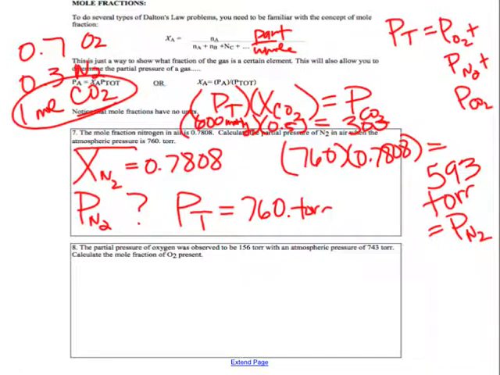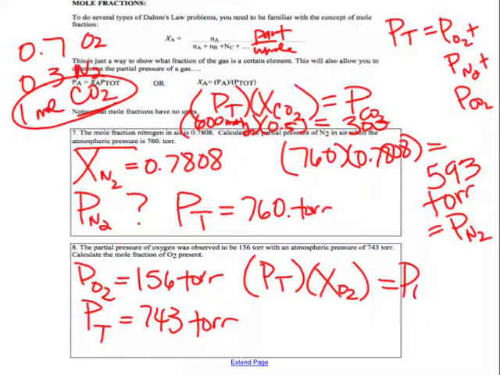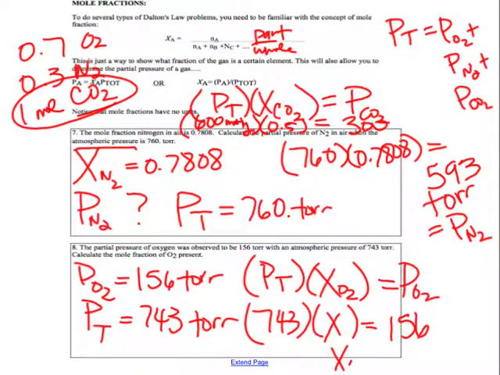It's that simple. The partial pressure of oxygen was observed to be 156 torr. With an atmospheric pressure, what is that? P total of 743 torr. Now they want us to find the mole fraction. How do I set that up? P total times what? Mole fraction of O2 is equal to the partial pressure of the O2. So 743 times X is equal to 156. So what is our mole fraction of O2?